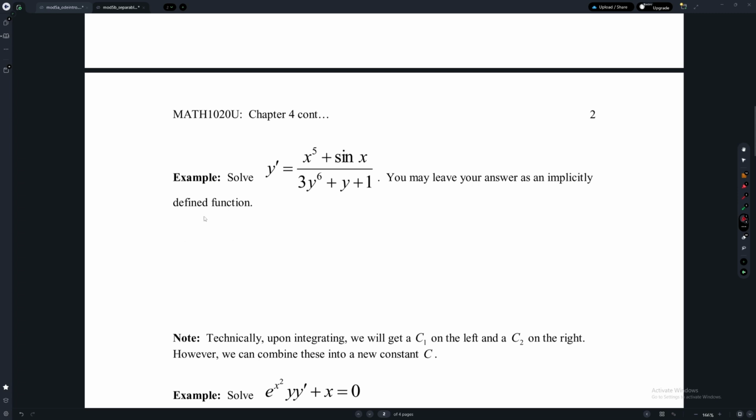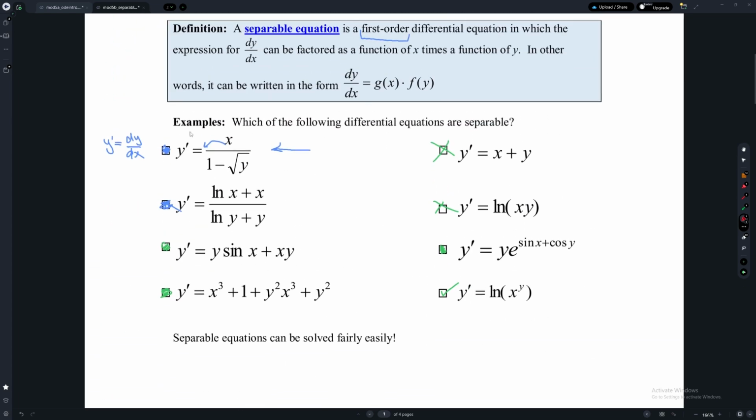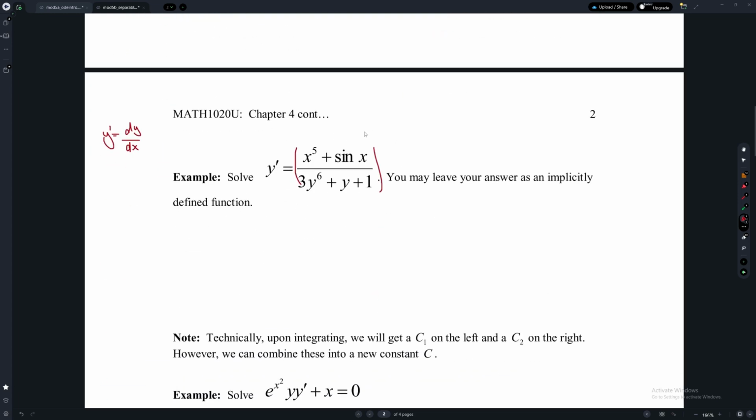So anyway, remember how earlier we said y prime equals dy over dx. So I'm going to write this out early. And the other thing is, now let's take this part and turn it in terms of a function of x times a function of y. This is the exact same thing as we had earlier, where x is at the top, y is at the bottom. You can just bring it down. I'm going to do it up here. So this is the same thing as 5 plus sine x times 1 over 3y to the 6 plus y plus 1.